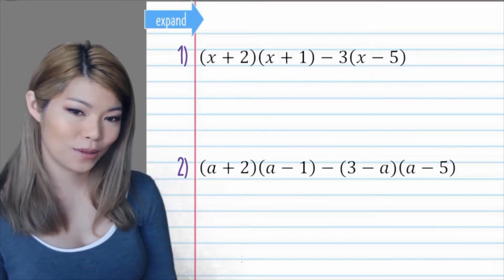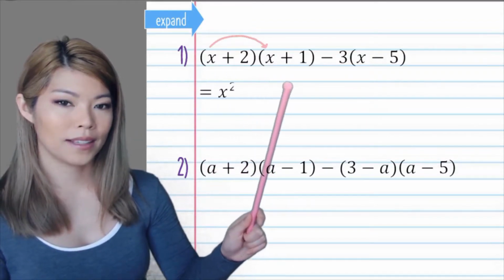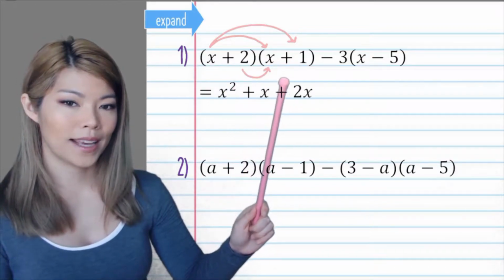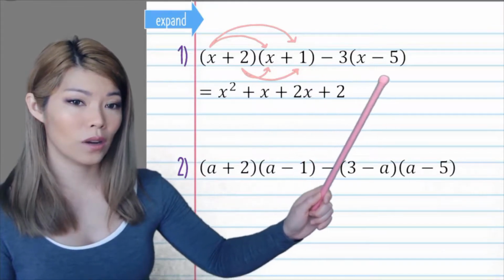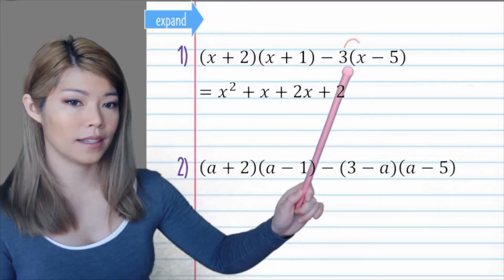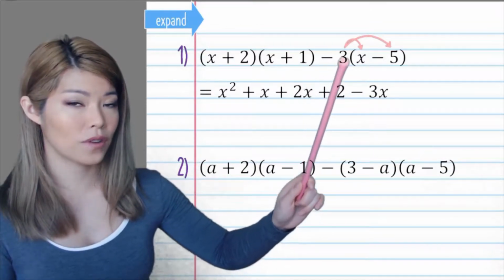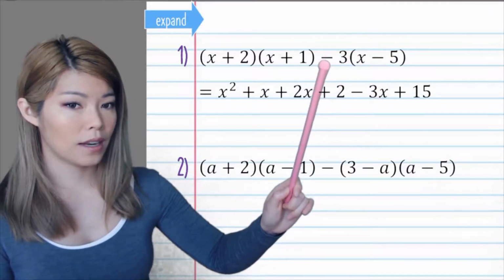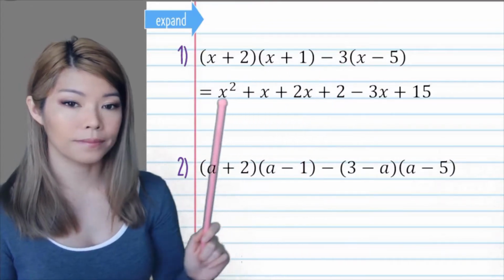Let's have a look at these two examples. So let's expand these. x times x is x squared, x times 1 is x, 2 times x is 2x, and 2 times 1 is 2. We continue without losing any numbers, very carefully. Minus 3 times x is minus 3x. Be very careful with negative. Minus 3 times minus 5 is plus 15. Be very careful that this minus that belongs to the 3 doesn't get lost.